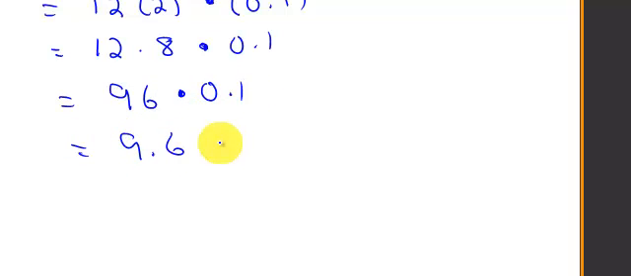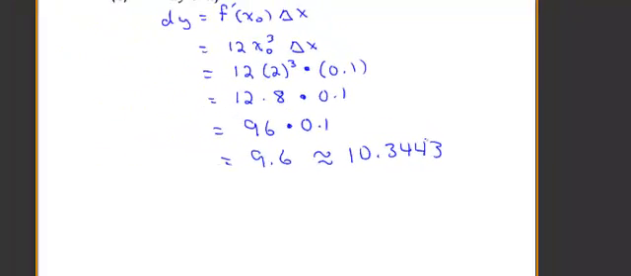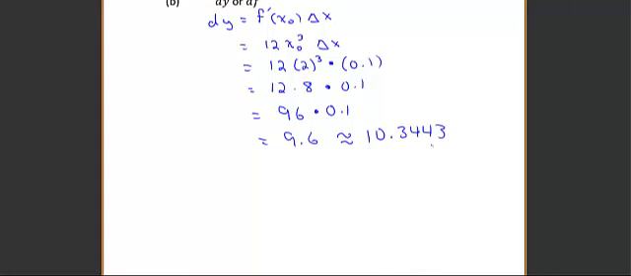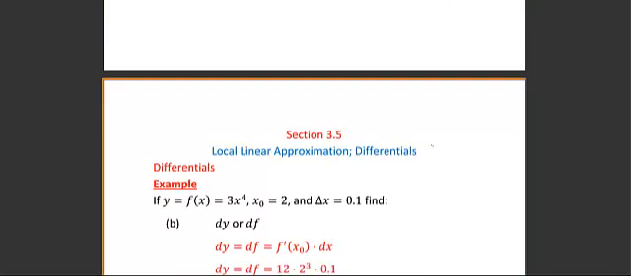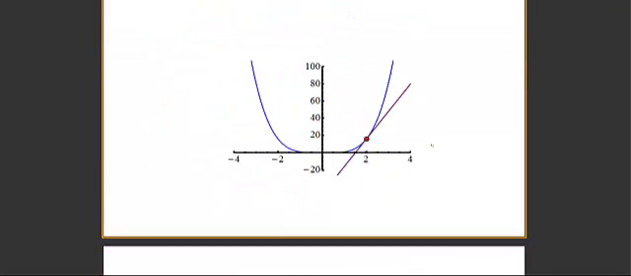And 9.6 is approximately, depending on how approximate you want to get, 10.3443. If delta x would have been a little smaller, like say 0.01, then these would have been much closer together. But again, the differential can be used to approximate the increment. And here we have it.